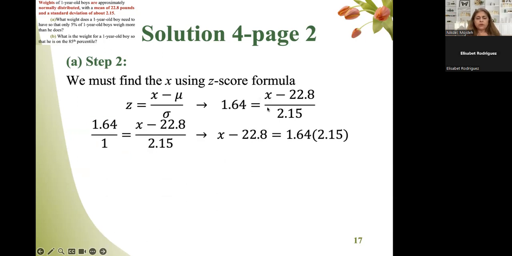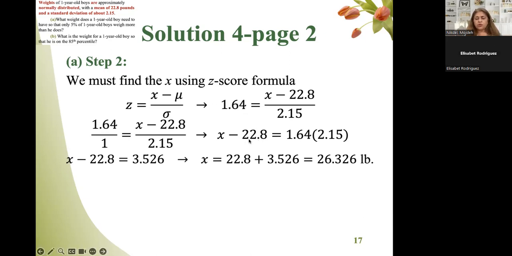I put 1 under 1.64 and I cross multiply. X minus 22.8 is 1.64 times 2.15. The product is 3.52. Then I add 22.8 to both sides. I get X equal to 26.326. So what is the weight of a 1-year-old boy where only 5% weigh more than he does? Approximately 26 pounds.